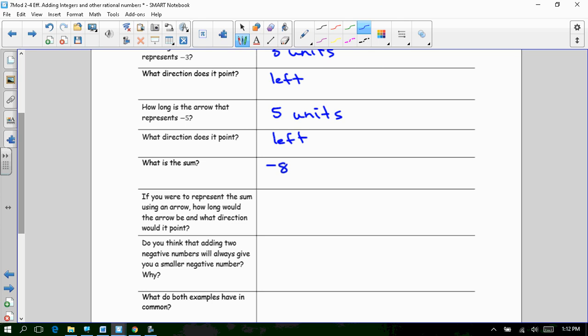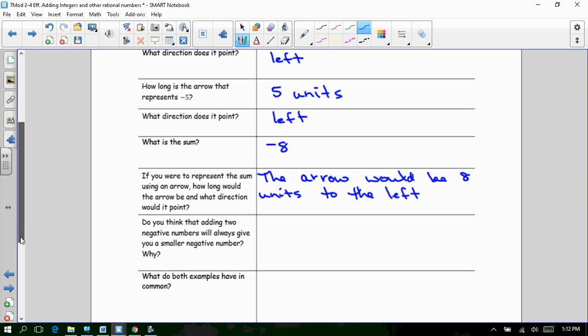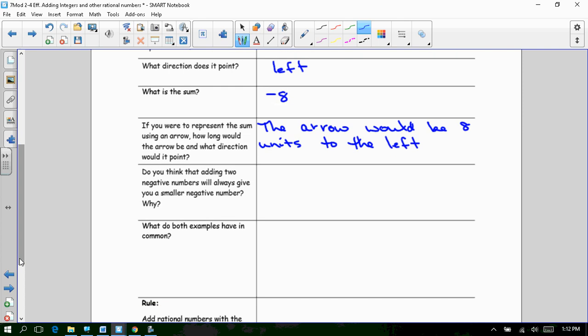The arrow would be 8 units, and it's going to point to the left, right? Because we had 2 negative numbers. So do you think adding 2 negative numbers will always give you a smaller negative answer? Yes, it will. Okay, it's going to give you a more negative answer.